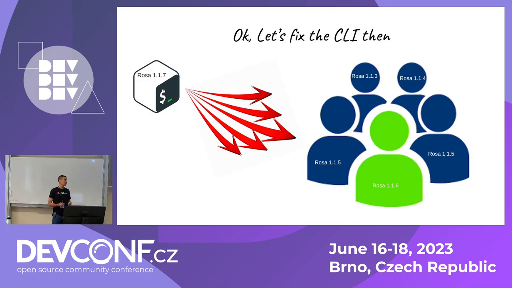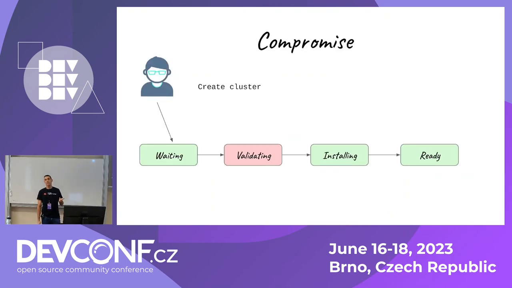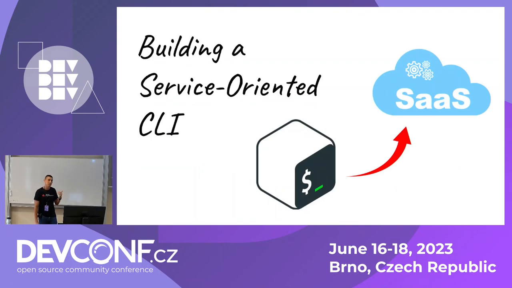So at the end of the day, I had to compromise, and I had to implement the validating state after the waiting state. This is not the optimal solution. This is not what I wanted to get, but that's the compromise I had to make. Which led me to think about this talk. So how do you build a service-oriented CLI?